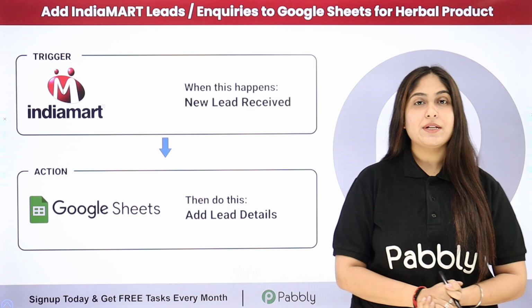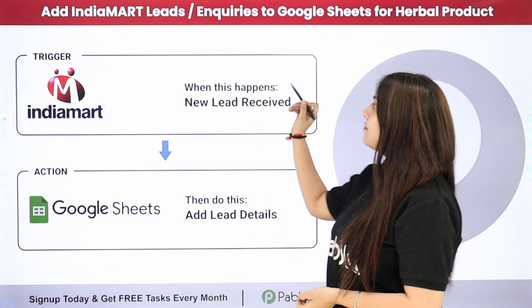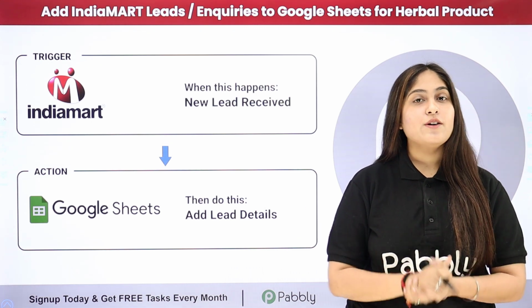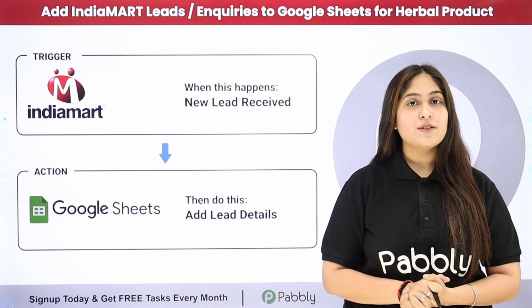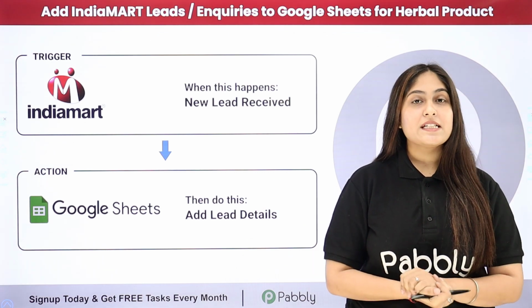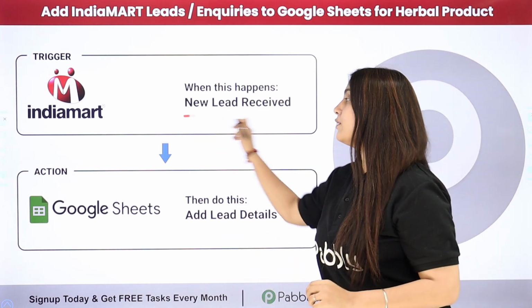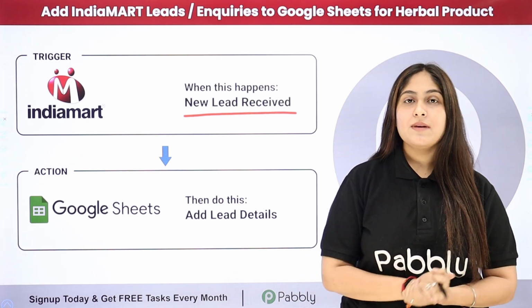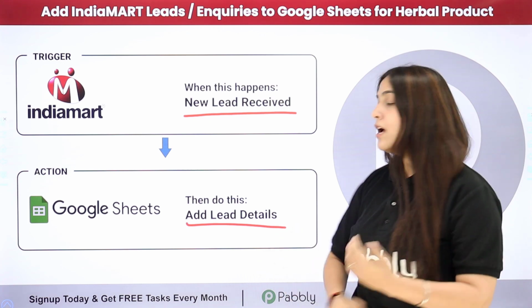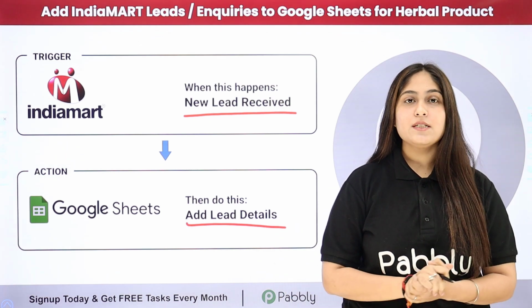In this video we are going to understand how to add IndiaMART leads or inquiries to Google Sheets for a herbal product. So I am a seller of a herbal product and I receive a lot of leads for the same on my IndiaMART account. Now my objective is that whenever I receive a new lead or inquiry through IndiaMART, I want to automatically add the lead details in my Google Sheets as a new row in order to store all the lead details in one place.